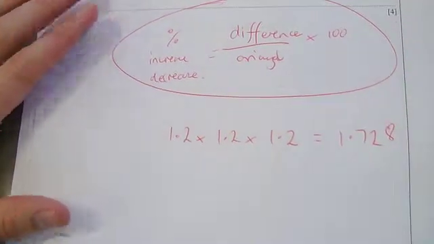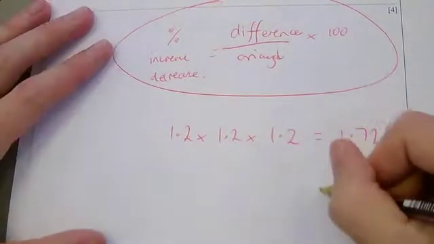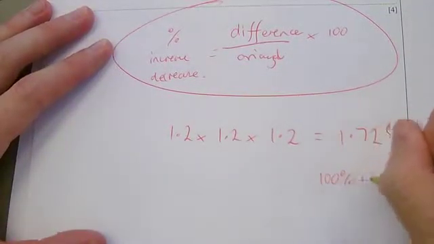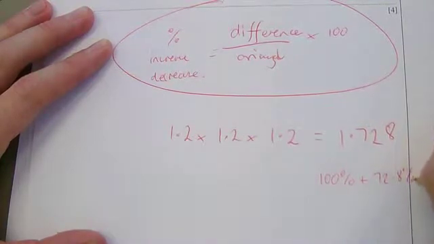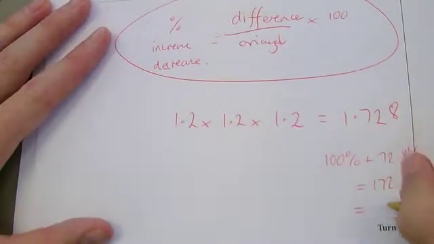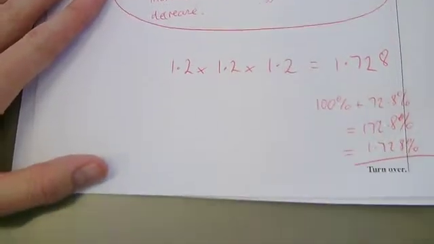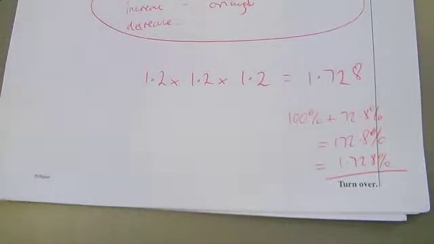So basically, if you wanted to increase something by 20%, you times by 1.2. And then because I'm increasing absolutely everything by 20%, it's 1.2 times 1.2 times 1.2. So that's telling me that I've increased it by 100%, add 72.8%, which is 172.8%, which comes as being 1.728. So that's the quick hand way of doing it, but I don't think it's intuitive at all.